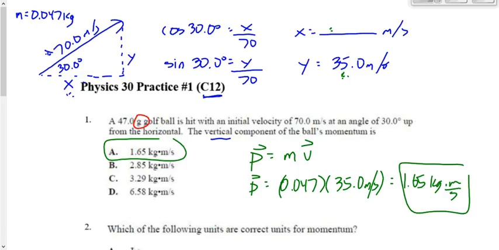Whether you deal with it like the velocity, like I did here, or whether you deal with it as the momentum, as my student in period 1 wanted to do, it doesn't matter. You're going to get A, 1.65 as your answer. Okay? Is that okay?